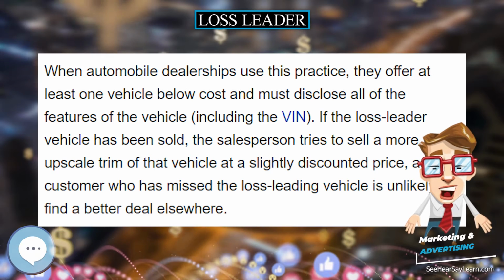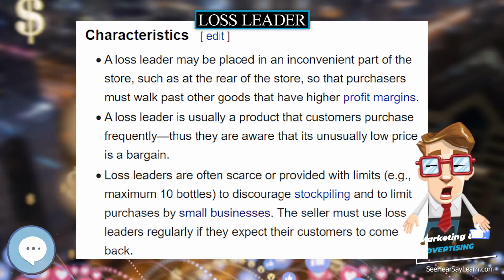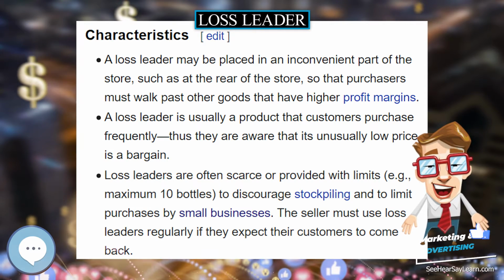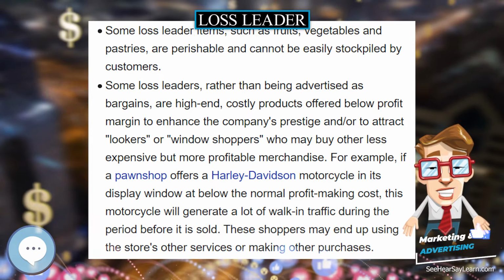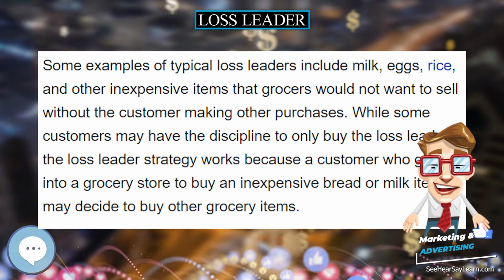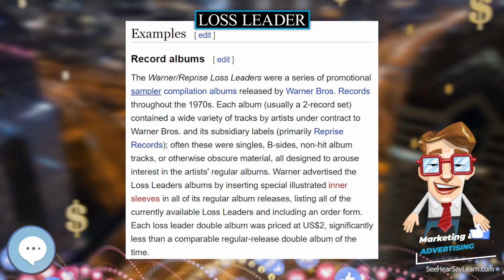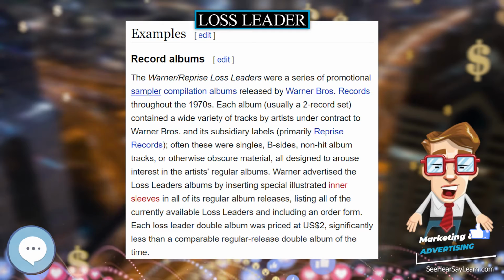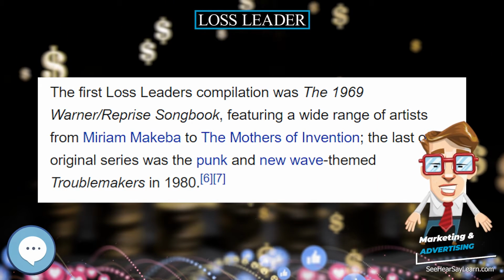Each loss leader double album was priced at $2, significantly less than a comparable regular release double album of the time. The first Loss Leaders compilation was the 1969 Warner/Reprise Songbook, featuring a wide range of artists from Miriam Makeba to the Mothers of Invention. The last of the original series was the punk and new wave themed Troublemakers in 1980.